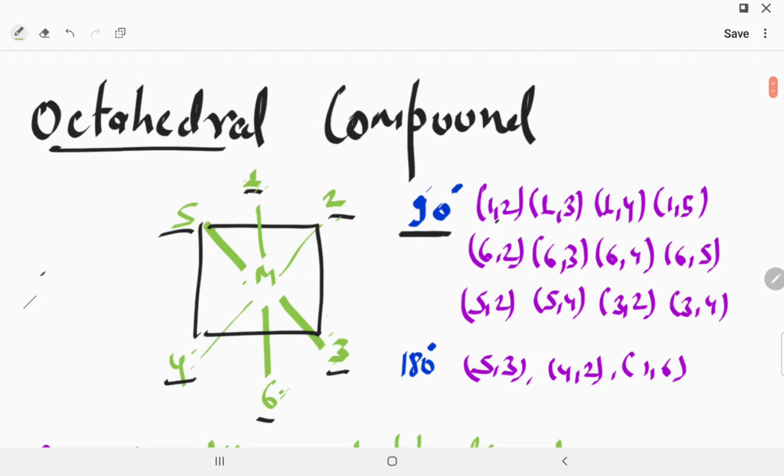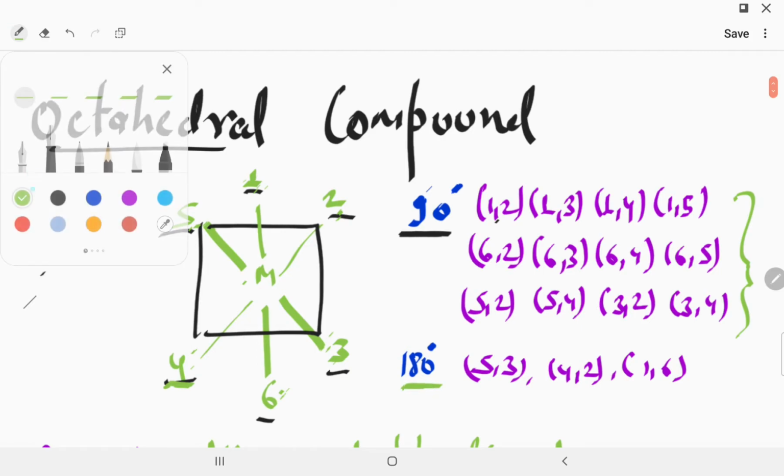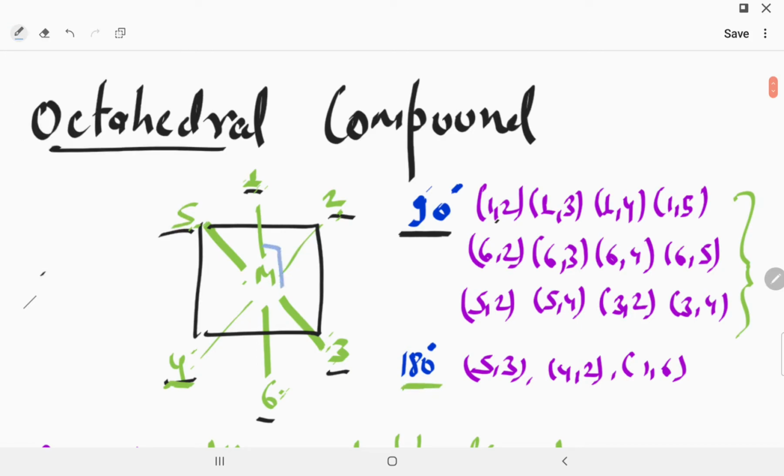Now this 3 is at 90 with 2 and this 3 is at 90 with 4. Now this 5 is at 90 with 2 and this 5 is at 90 with 4. So now you are able to see that these are the 90-degree angles, and they are called cis. Now for 180, these are 1 and 6, 2 and 4, 5 and 3. Opposite ligands are at a 180-degree angle.